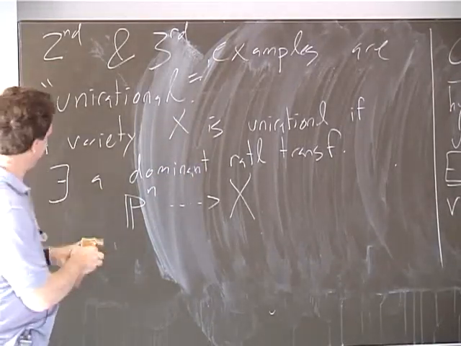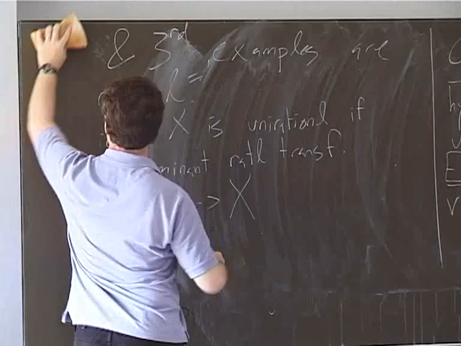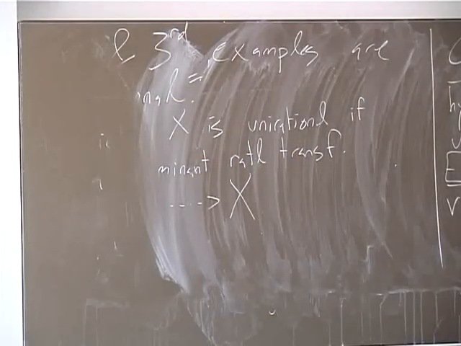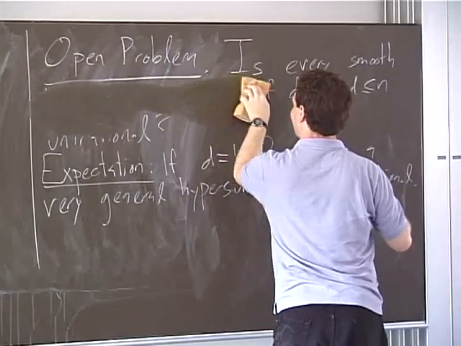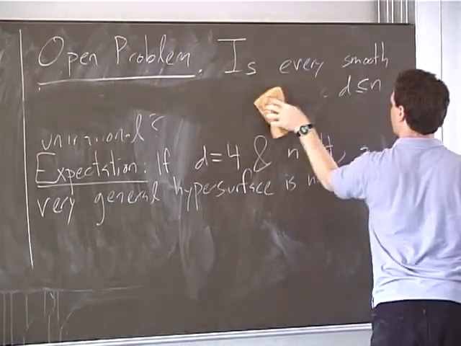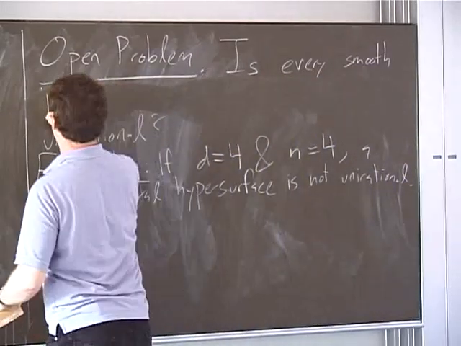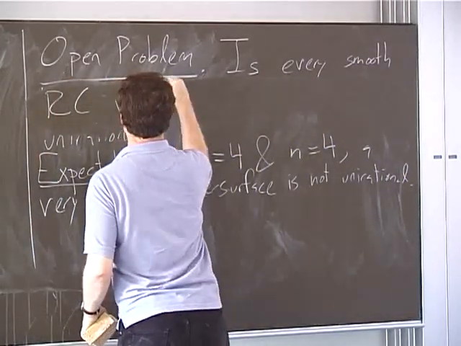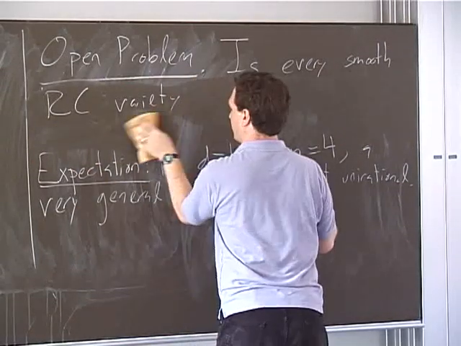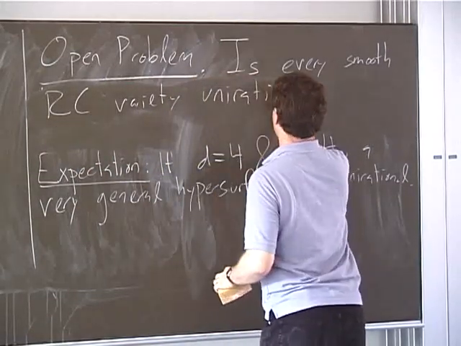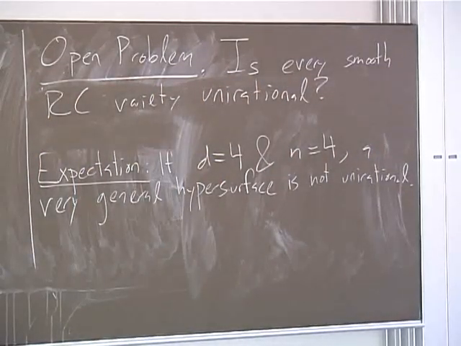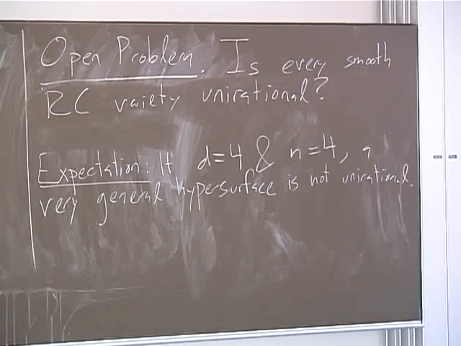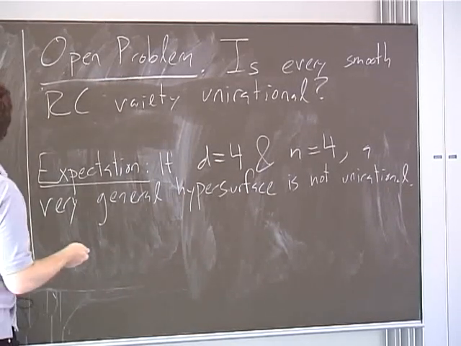So this open problem here, instead of using low-degree hypersurfaces, you could put in the words rationally connected variety. Is every smooth rationally connected variety unirational? And we don't know. The suspicion is no, that most rationally connected varieties are not unirational, but we don't know. That illustrates the point that unirationality is a difficult notion to work with.